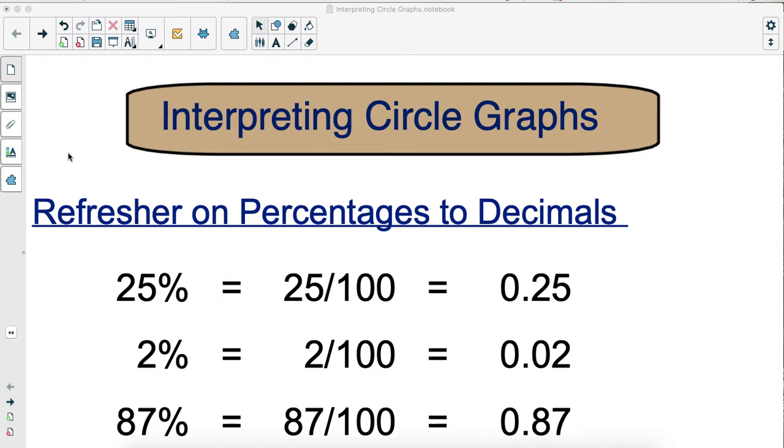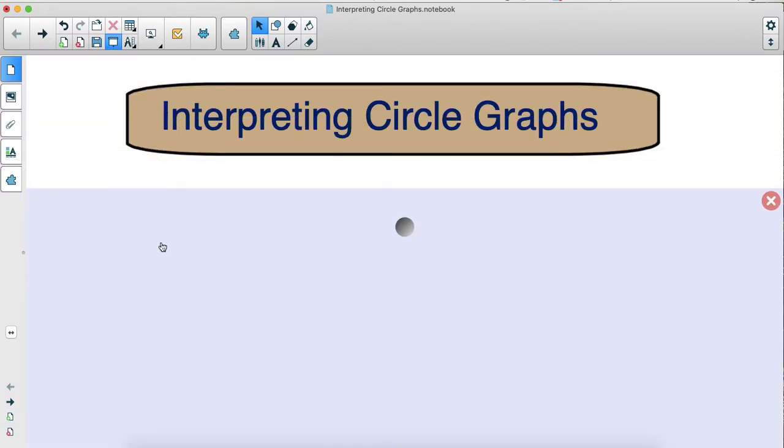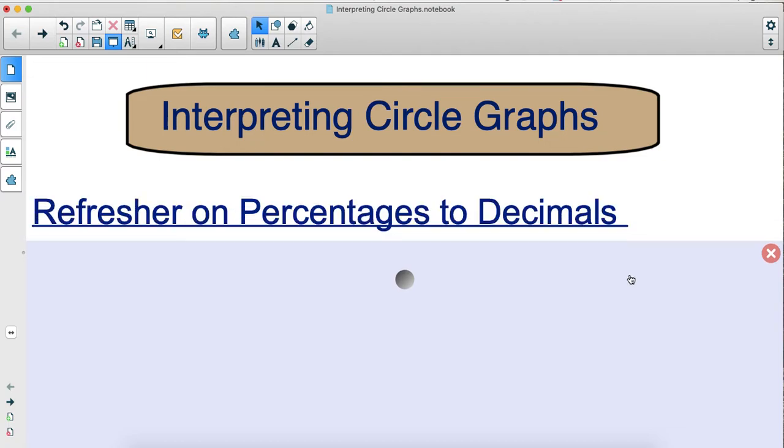Everyone, Mr. Smith here. We are going to be continuing with our circle geometry, and we're going to be looking at how to interpret circle graphs. So in the last series of videos, you were looking at how to find the area of a circle. So we're going to be looking and using the areas inside the circle to make a graph.